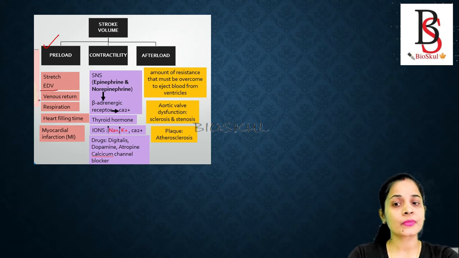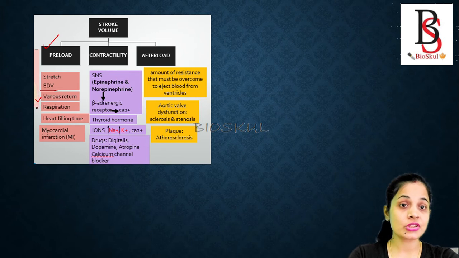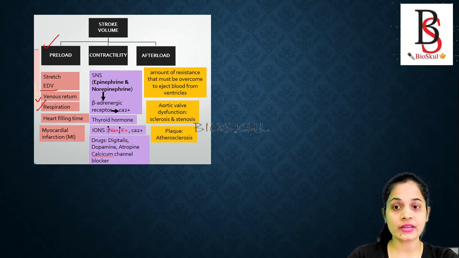Preload may be caused because of the venous return, or maybe respiration is also responsible for that, and if the heart filling time is more, then more blood will fill inside the ventricle, which will cause the preload. Then contractility also affects the stroke volume.